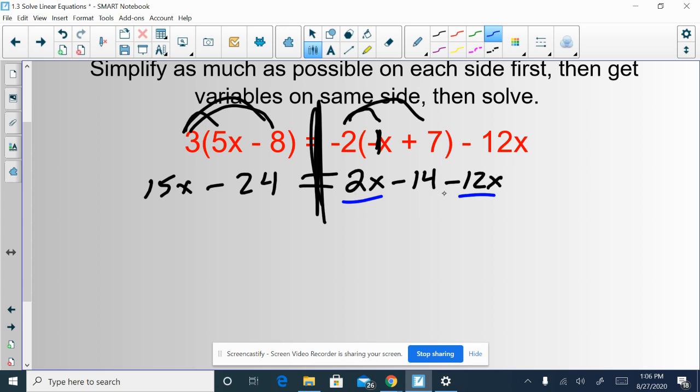When you move something, you do the opposite. Keep in mind that when you move something to the other side of the equation, that's when you do the opposite. When they're on the same side of the equation, then you don't do the opposite, you just combine them. So you have 2x's over here, and you have negative 12x over here. To combine those, 2x and negative 12x, that would just be negative 10x, because you can do 2 minus 12 and get negative 10x.